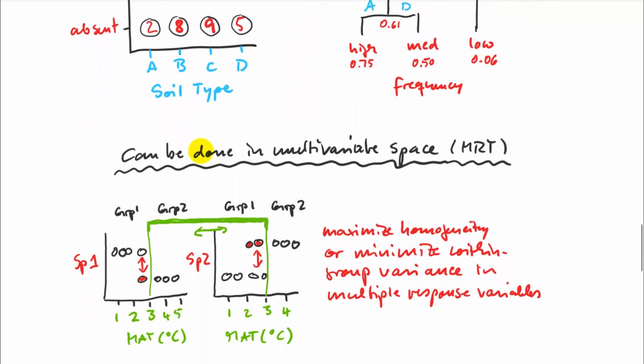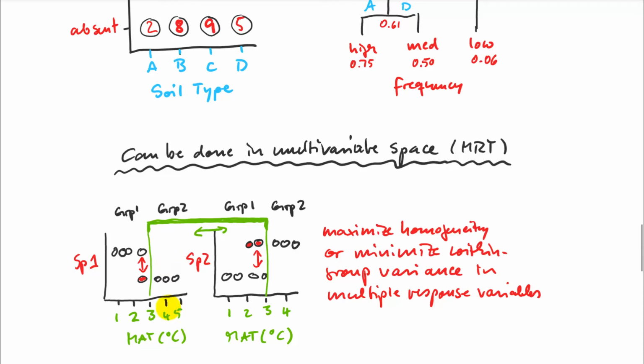And an additional advantage of this approach is I can also do that for multiple response variables at the same time. So that's actually extremely easy to imagine how that works. So I just simply look at two species over MAT plots at the same time, and my slider here goes left and right simultaneously for both species. And again, I try to maximize homogeneity or minimize within group variance by moving that slider left and right, except now I look at two response variables at the same time.